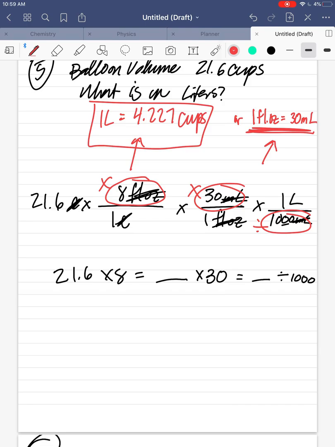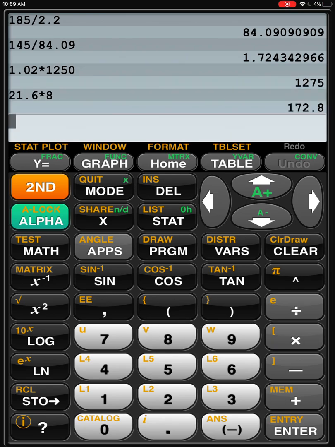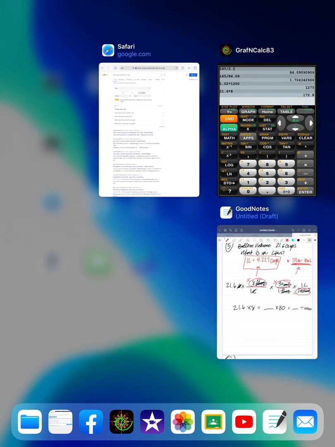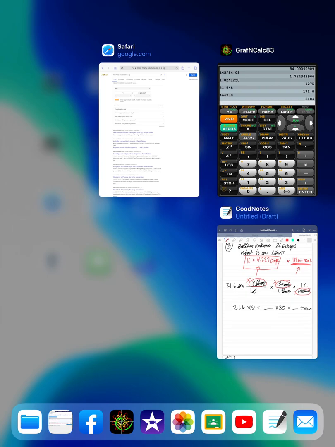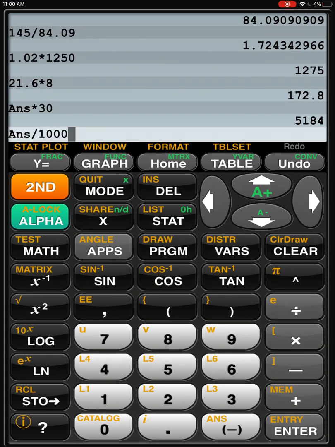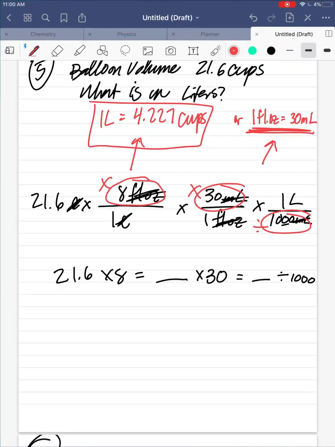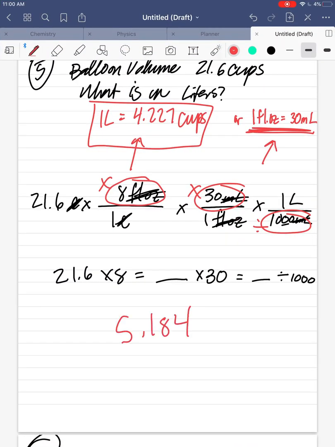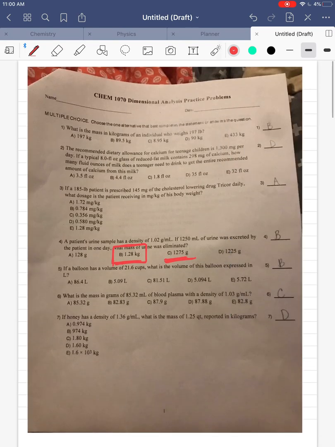So 21.6 times 8, enter, times 30. And you notice I'm not rounding as I'm doing this. Divided by 1,000. Enter. Okay, 5.184. And the unit is liters. Let's see if that is the correct answer. 5.184.